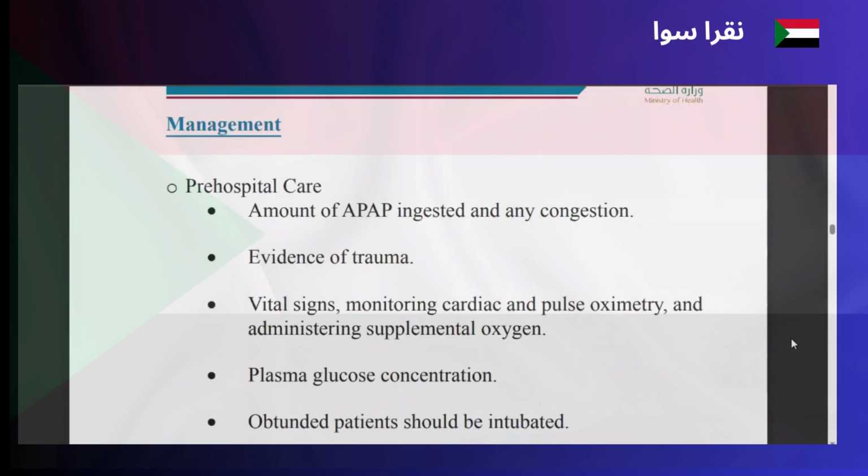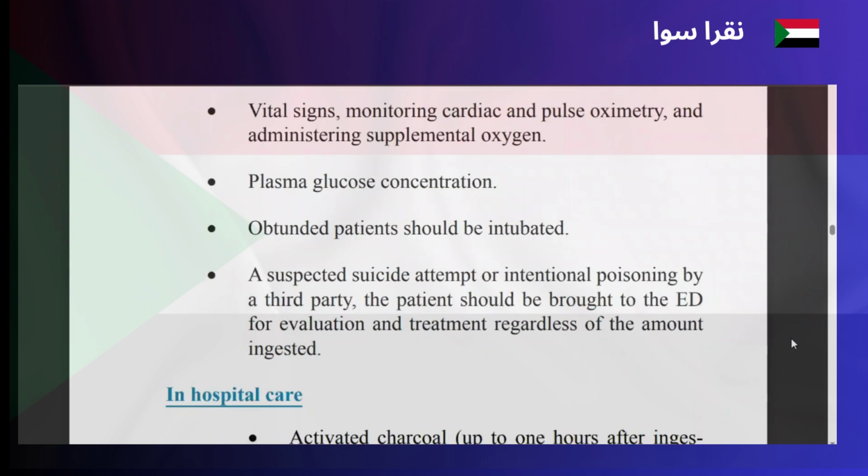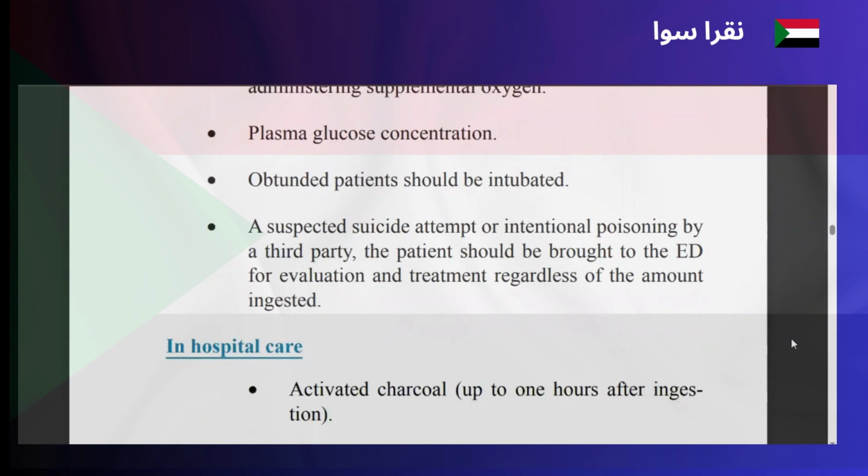Then the management, pre-hospital: assess the amount of the ingestion and any co-ingestion, evidence of trauma, monitor vital signs, cardiac monitoring and pulse oximetry, and administer supplemental oxygen. Obtain a plasma glucose concentration, and the patient should be intubated if needed. In suspected suicide attempt or intentional poisoning by a third party, the patient should be brought to the emergency department for evaluation and treatment regardless of the amount ingested.